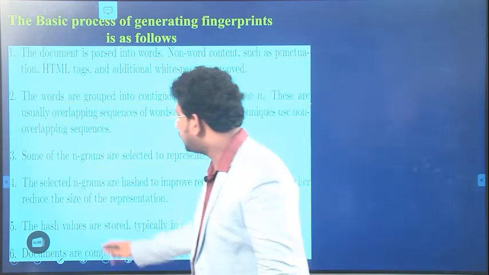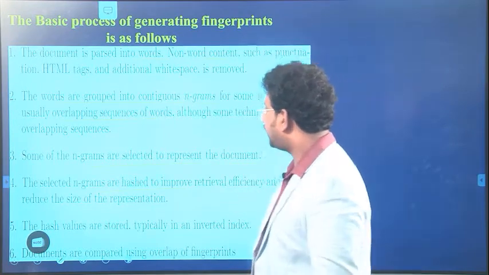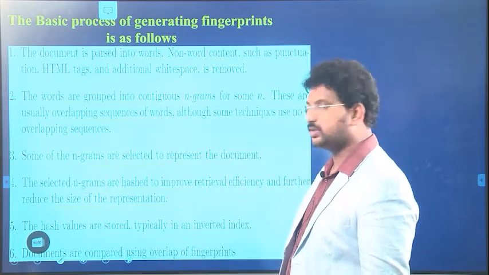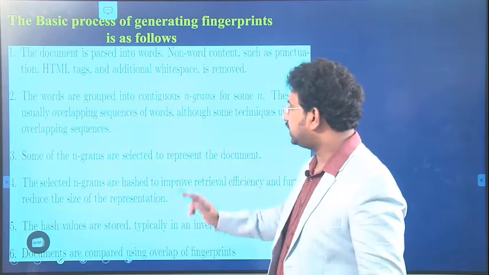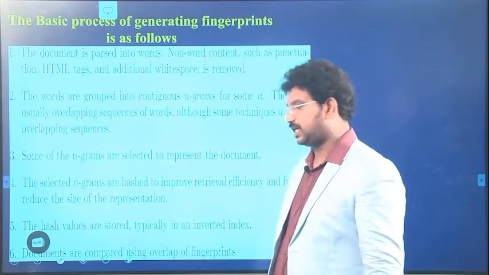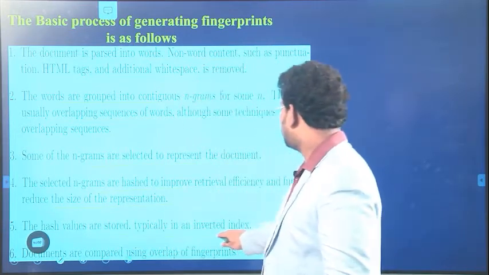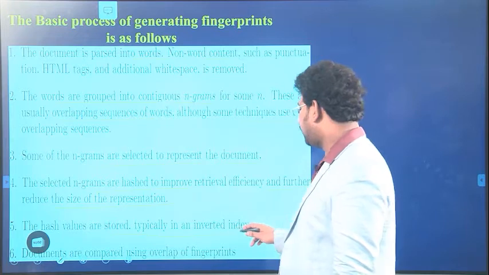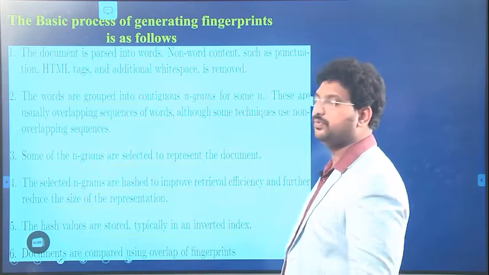And the fourth point is the selected n-grams are hashed to improve retrieval efficiency and further reduce the size of the representation. And the fifth point is that the hash values are stored, typically in an inverted index. And the last step is that documents are compared using the overlap of fingerprints.